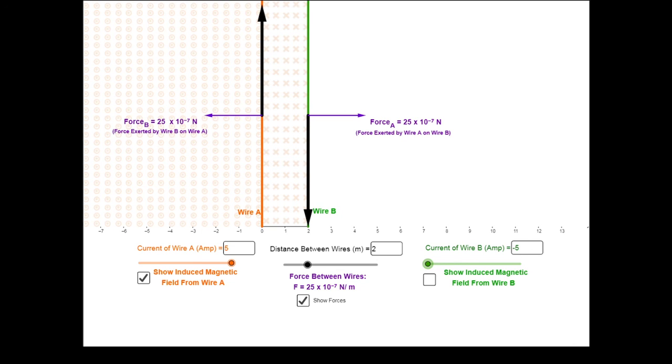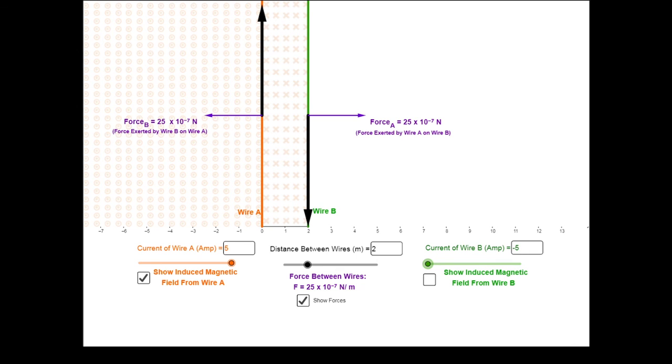As you can see, we have repulsion forces. She even shows here that on the left side of wire A, the magnetic field is piercing out of the plane of the screen, and on the right side it is piercing into the plane of the screen.